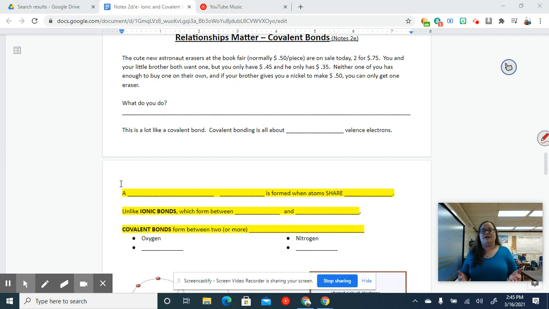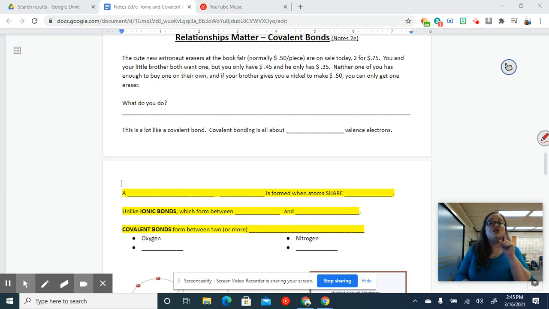With covalent bonds, I still want you to think about going to the book fair, but this time they've got these cute little astronaut erasers, and they're normally 50 cents a piece, but today, not really, I make stuff up, there's not even a book fair right now, but today they're on sale, 2 for 75 cents. You and your little brother both want one, but you only have 45 cents and he only has 35 cents. So nobody has enough to buy one on their own at 50 cents a piece, and definitely nobody has enough to buy 2 for themselves.